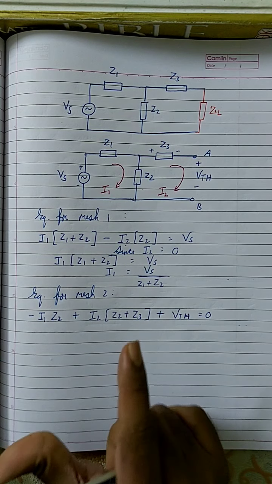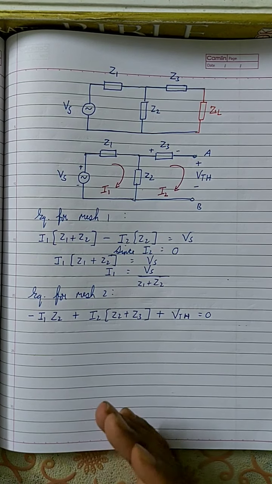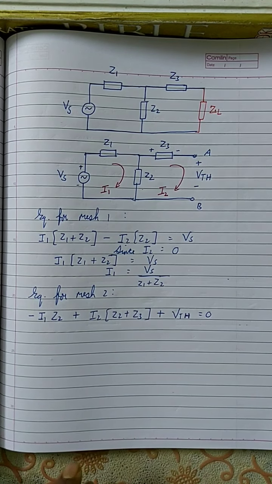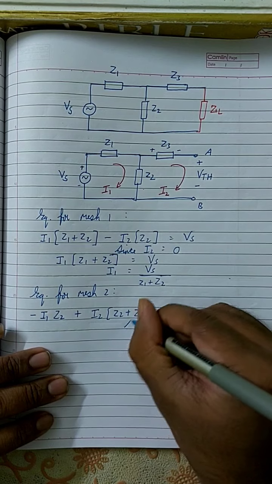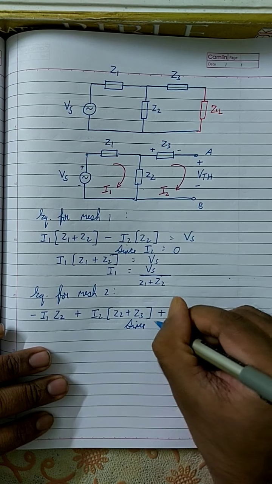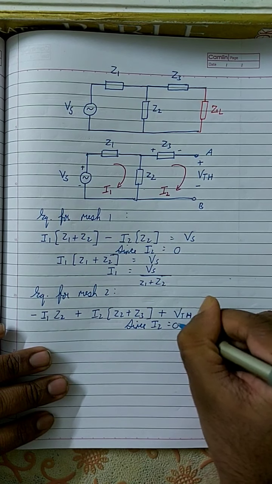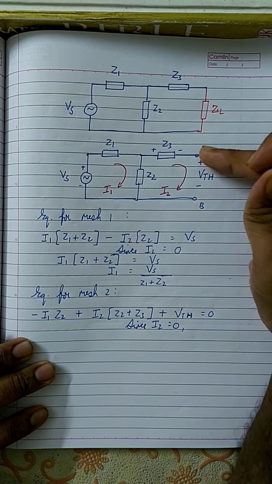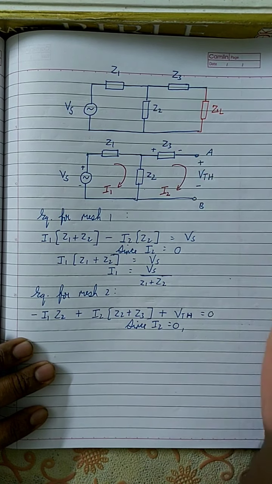Just to make you understand that we are applying normal mesh analysis only, I have written it like this. But you are supposed to write this as the equation for VTH. Now, since I2 is equal to 0, why is I2 equal to 0? Because this branch is open, right? So therefore I2 is equal to 0.